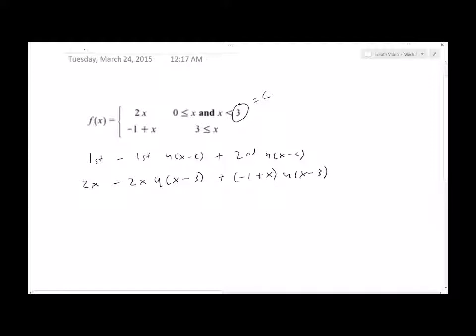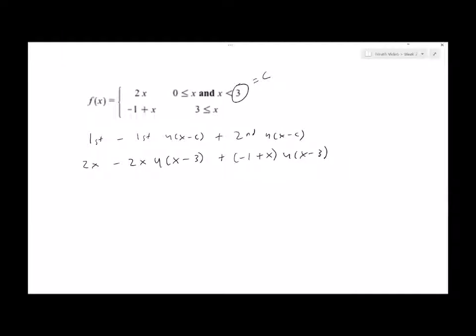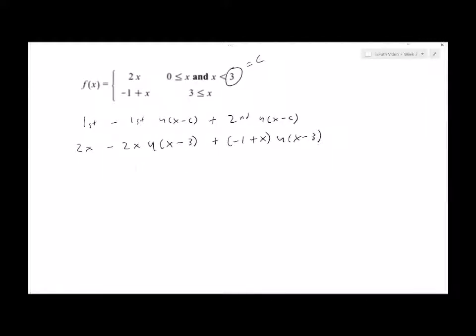Alright, now here's where it gets a little funny, and here's where most people get lost. So pay attention. First thing you need to know is this u of x minus c never distributes out. So those always stick together, the u of x minus c. So don't ever mess with that. Now what we do need is every term has to be in the form of x minus c, u of x minus c, so that we can Laplace it. Okay, so that's kind of how that works.